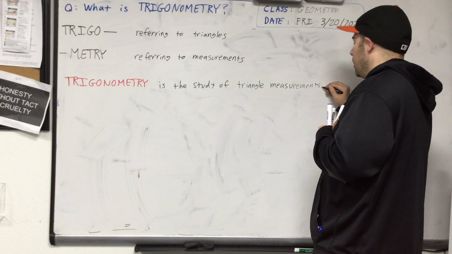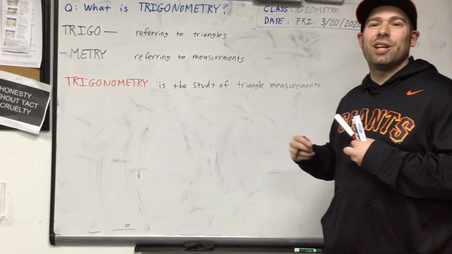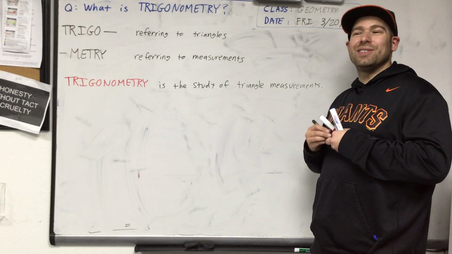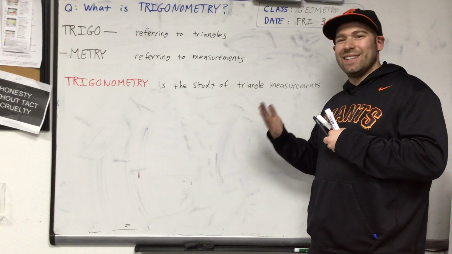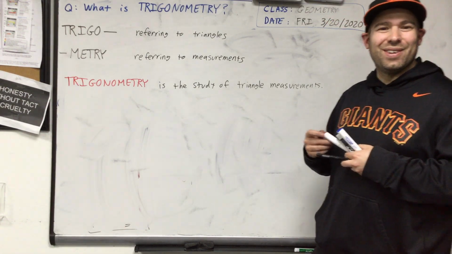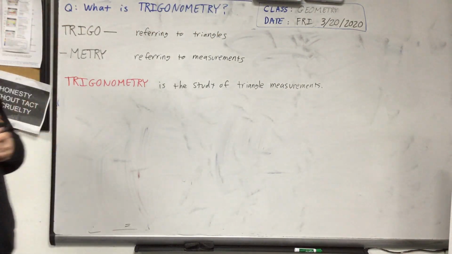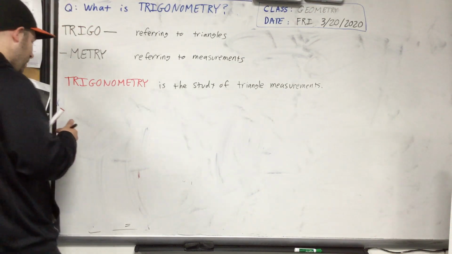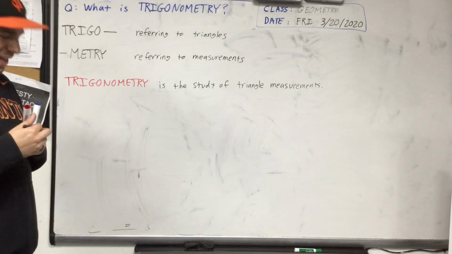But in particular to this class, I just want to make it clear that even though trigonometry is the study of triangle measurements, not just right triangles, but all triangles, obtuse, acute, scalene, equilateral, isosceles, and so on and so forth, we're going to be focusing mostly on right triangles in this course for trigonometry. So mostly right triangles in this class.